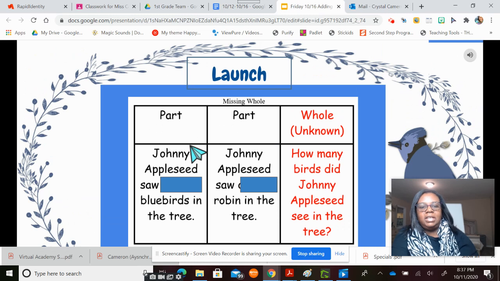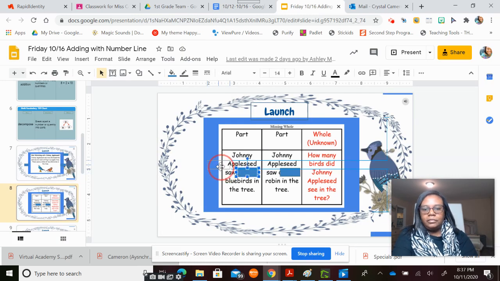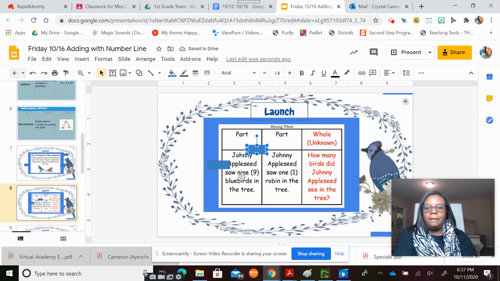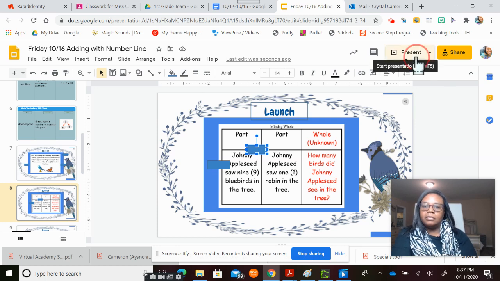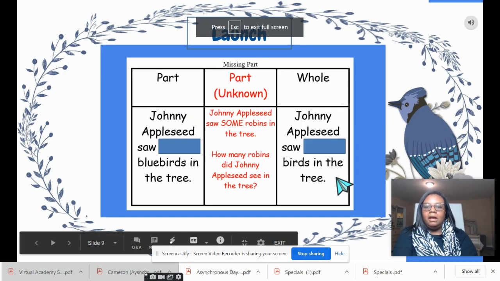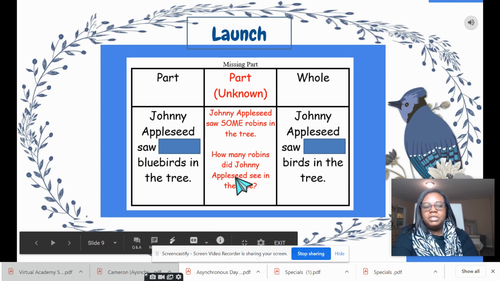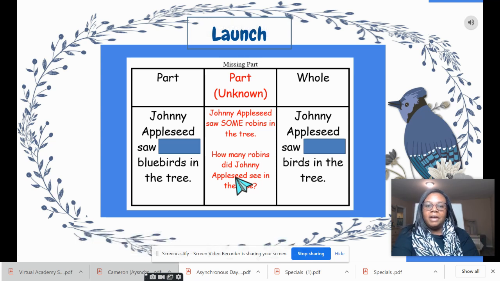So if Johnny Appleseed saw 9 bluebirds in the tree, and Johnny Appleseed saw 1 robin in the tree, how many birds did Johnny Appleseed see in the tree? That is the whole unknown that we would solve for. On the next example, which is what we're going to practice today, we are solving for the part unknown. So we have one part, a missing part, which is the unknown, and then we have the whole.